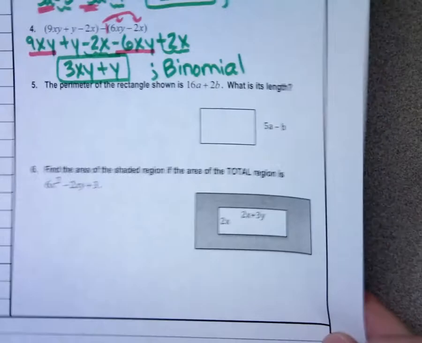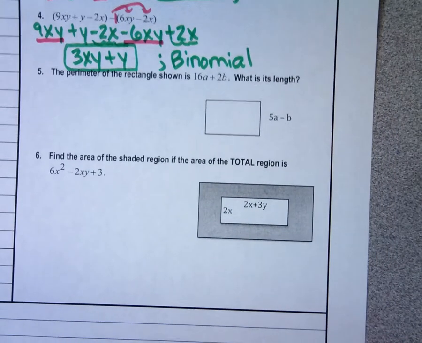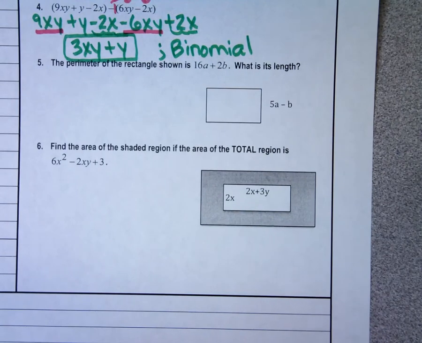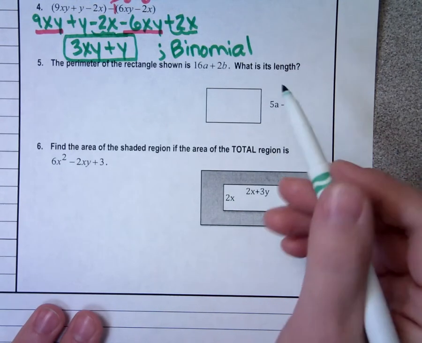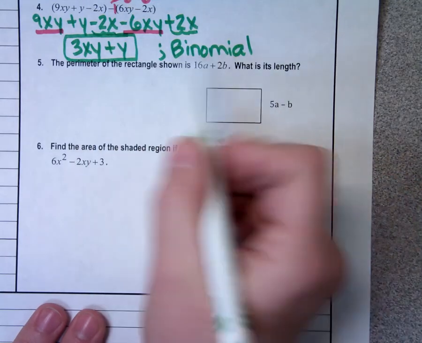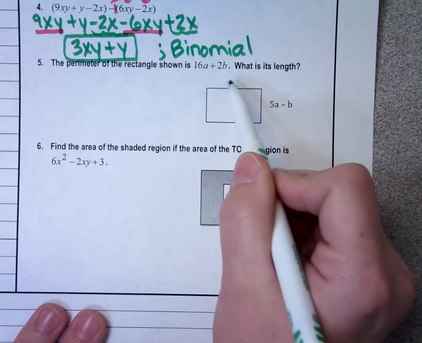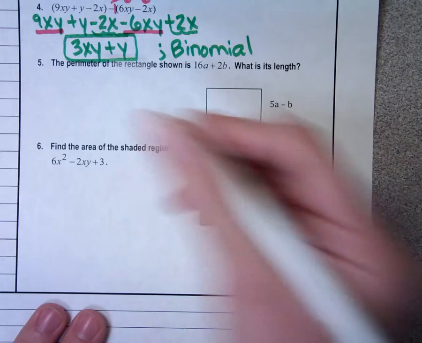Okay, moving on to number 5. It says the perimeter of the rectangle shown is 16a plus 2b. What's its length? You probably could do this without a formula, but I'm just kind of big on formulas. Whenever I have a perimeter of a rectangle, I could just add this side plus this side plus this side plus this side. I could do that.